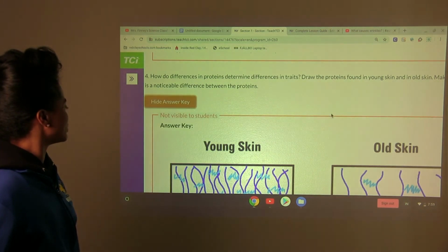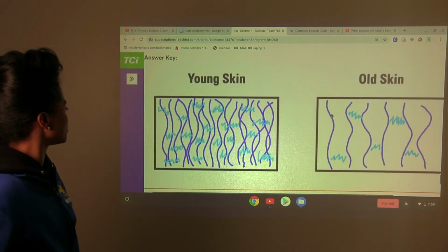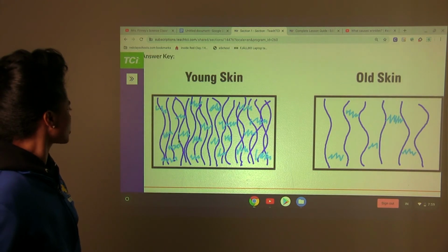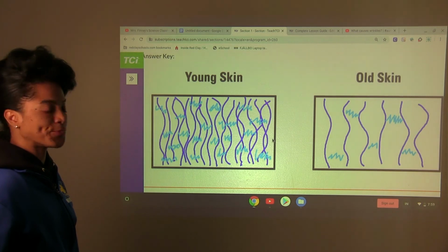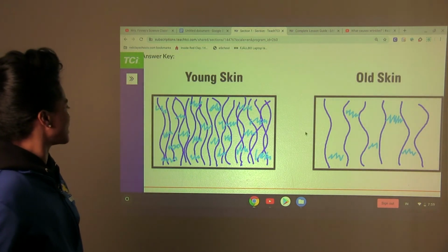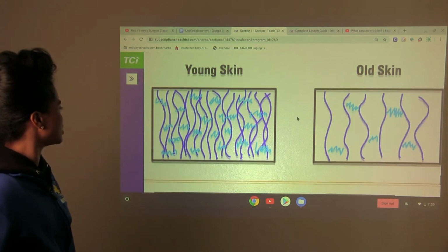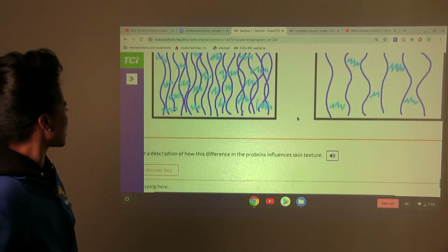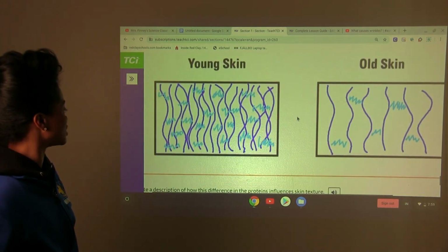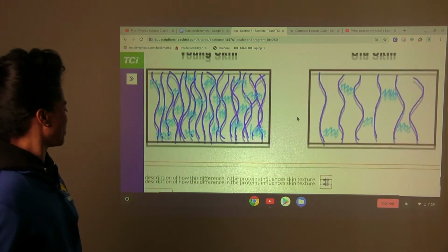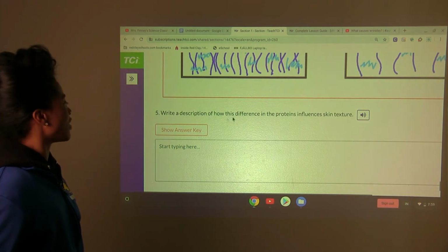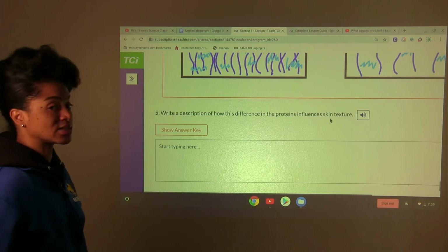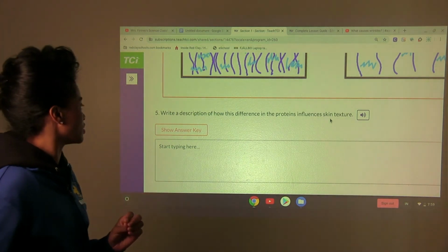I'll give you an example. Take a look. Here's an example. Okay, this shows there's more what? Collagen and elastin, okay, in young skin than you would see in older skin. All right, make sure you have an image similar to this. All right, and final question for today. Write a description of how this difference in the proteins influences skin texture.